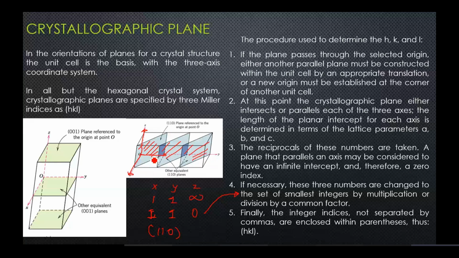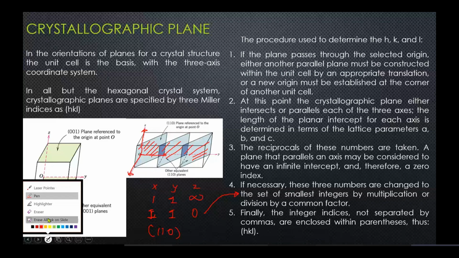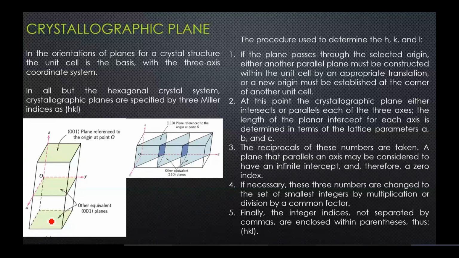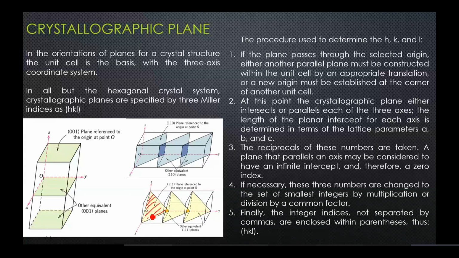All right. Now let's look at another plane. If I look at this plane, you see this plane is also not passing through the origin. So if I write down the intercepts at x, y, and z, now you tell me the intercept at the x-axis.